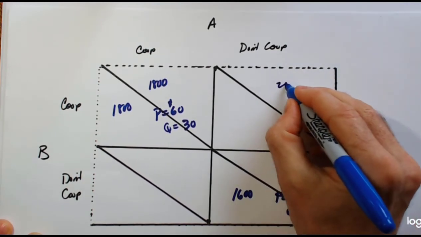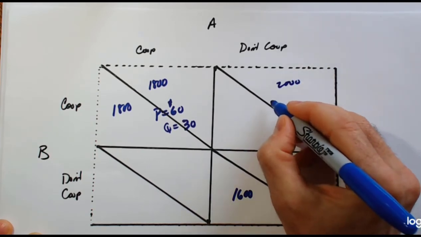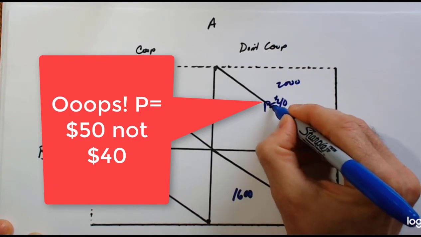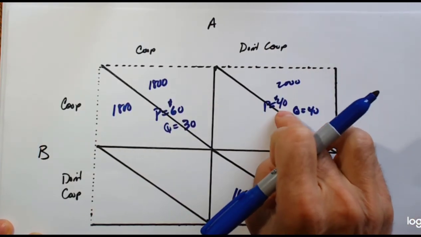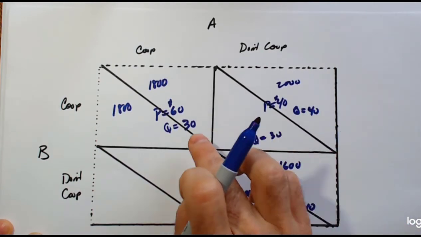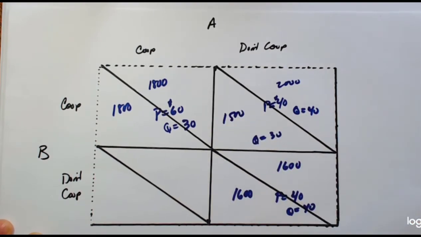Then his or her profit will be $2,000, and the price, by the way, will now be $40. So they're moving closer. They've dropped down a bit. Price is $40. Quantity is 30 for B. B has a $1,500 payoff.